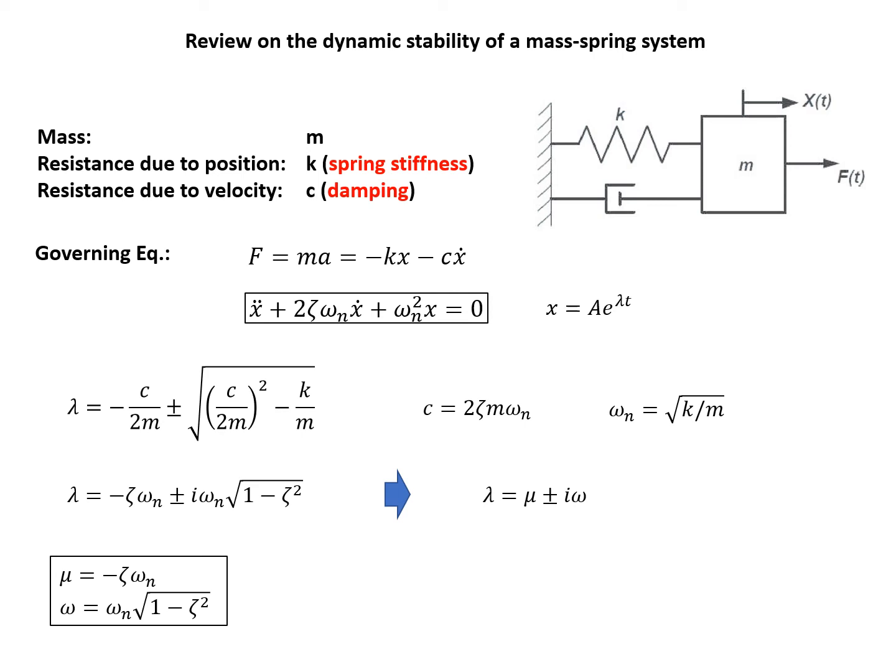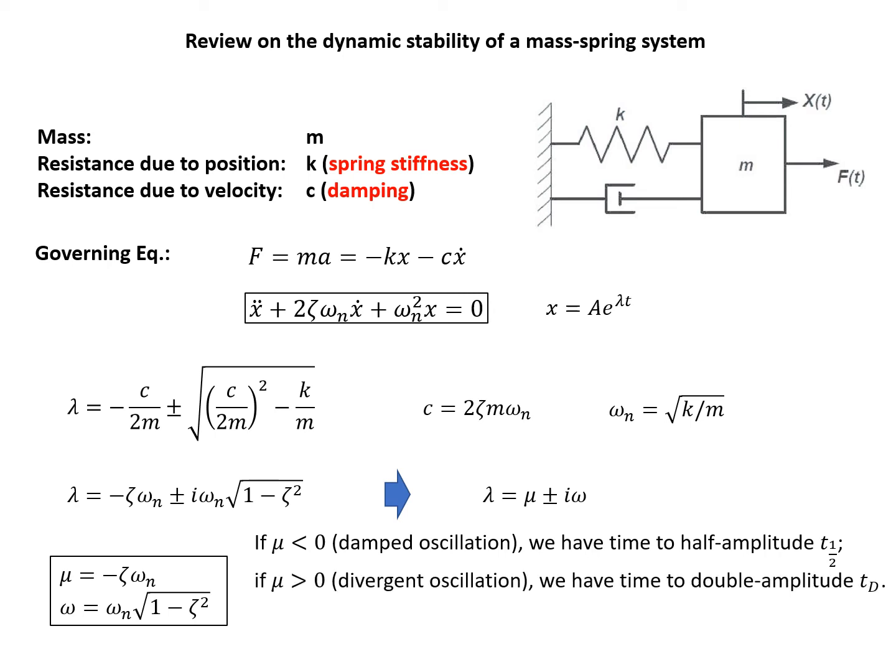Now let's do a bit of discussion. If mu is less than 0, or negative, this is a damped oscillation, and if you look at x equals A e to the power of lambda t, the power is negative, which means that x becomes smaller and approaches its original position, and then we have the time to half amplitude. It's the contrary if mu is positive.